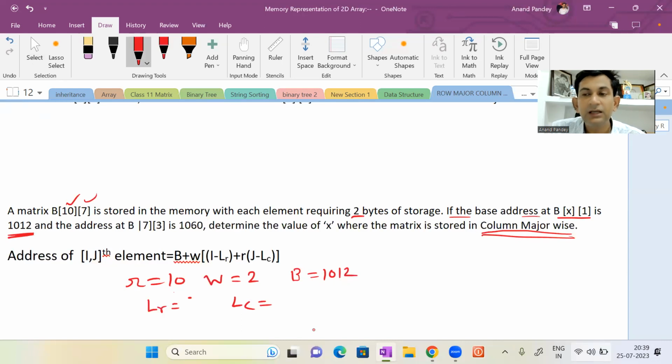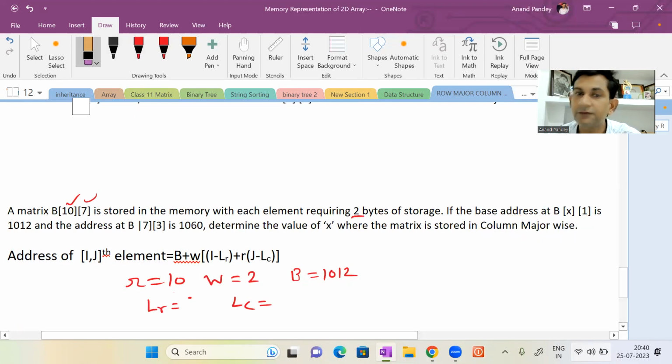If the array is not given in the form of LR, UR, LC, UC form, in that case, the base address will be given. The base address is what? 1012. And it is of which element? That will also be given. This base address is of which element? BX1.